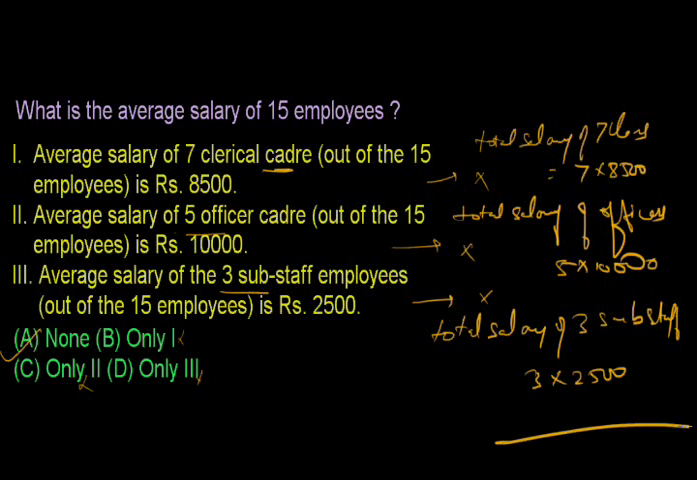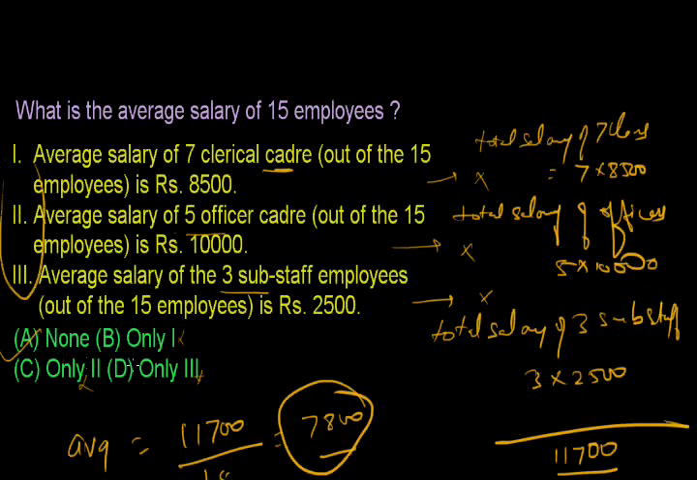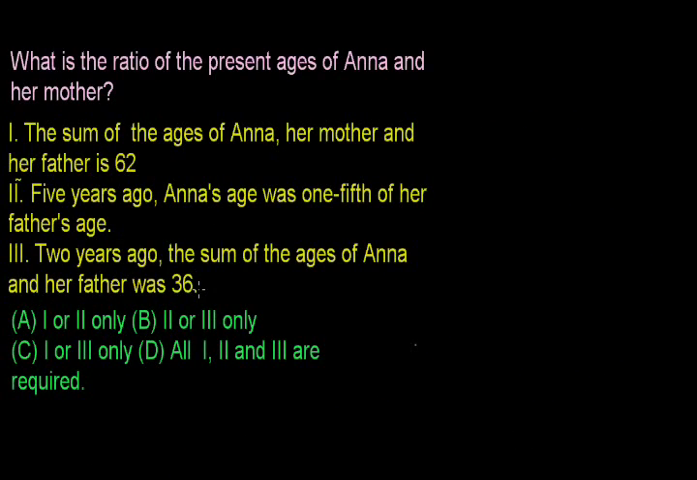Let's total it. Total salary here is 11700. I have totaled it. Now the average salary is 11700 divided by the total number of employees, which is 15. So 780. Therefore, I need each and every statement here to get that. So the answer is that.